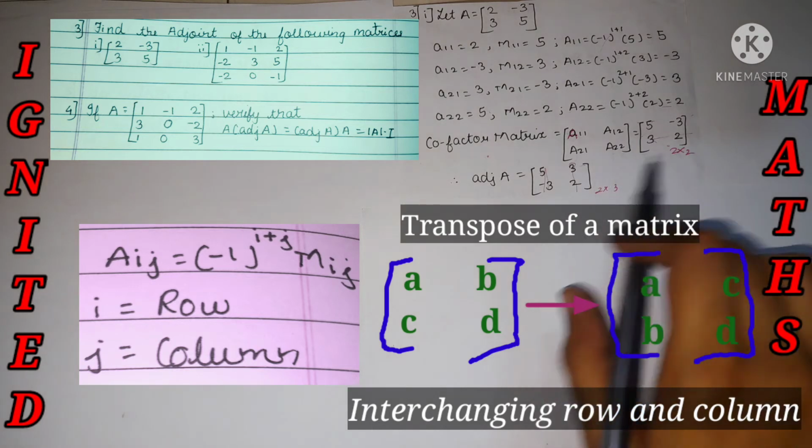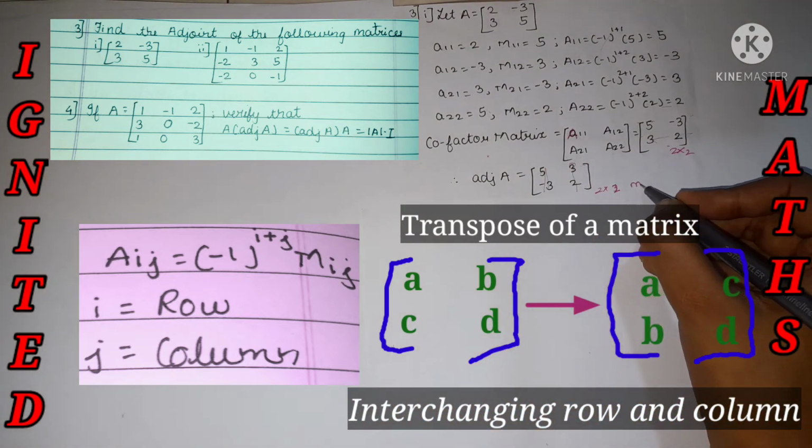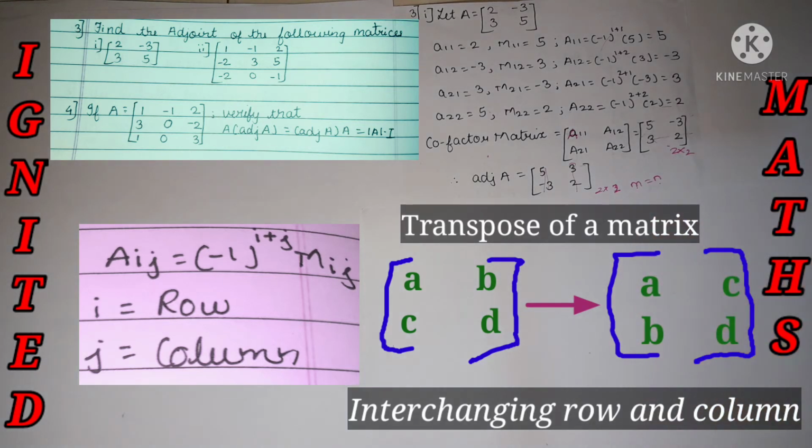But over here there is no difference in the order, because the M and N values are equal. M means the number of rows and N means the number of columns. They are equal, so no changes.